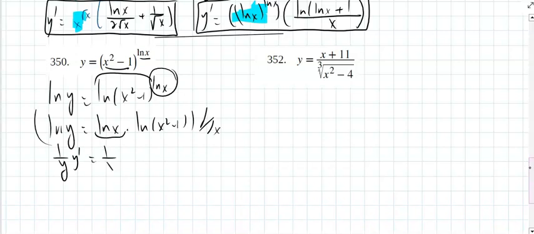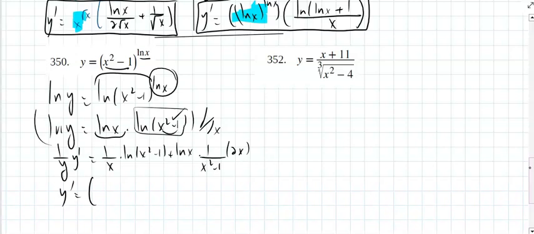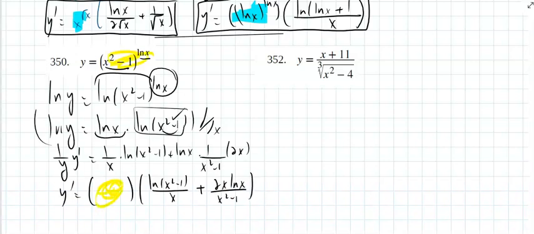Product rule, derivative of the first times the second plus the first times derivative of the second is 1 over the argument times the derivative of the argument, which is 2x. And if I cross multiply, and all what I have to do is put that mess back there, and we're all happy. X squared minus 1 to the natural log of x, and that will be my answer.